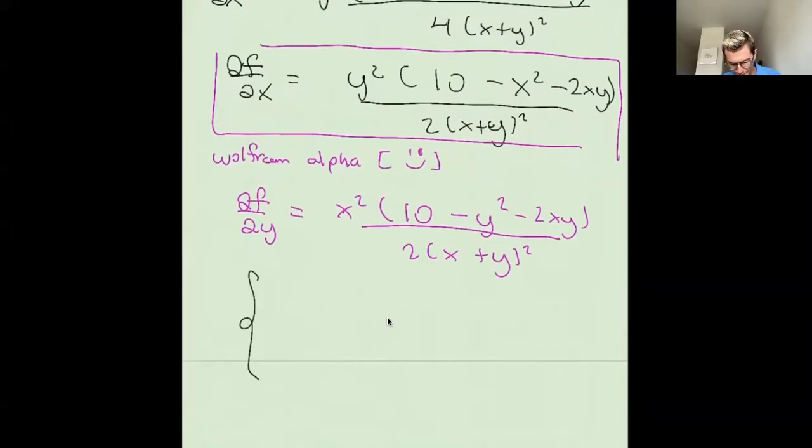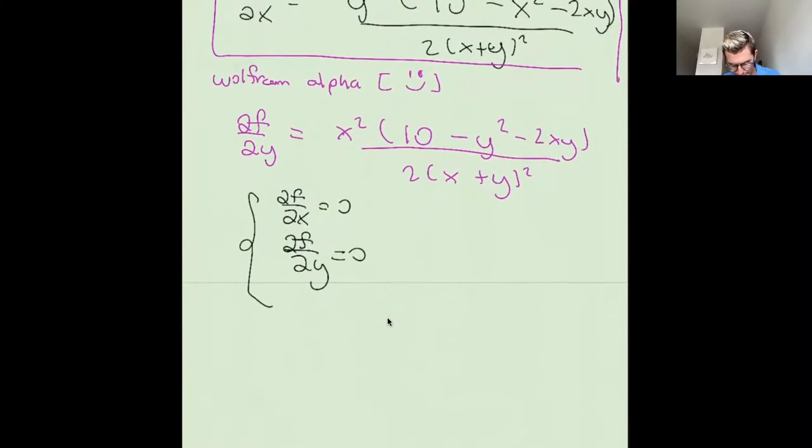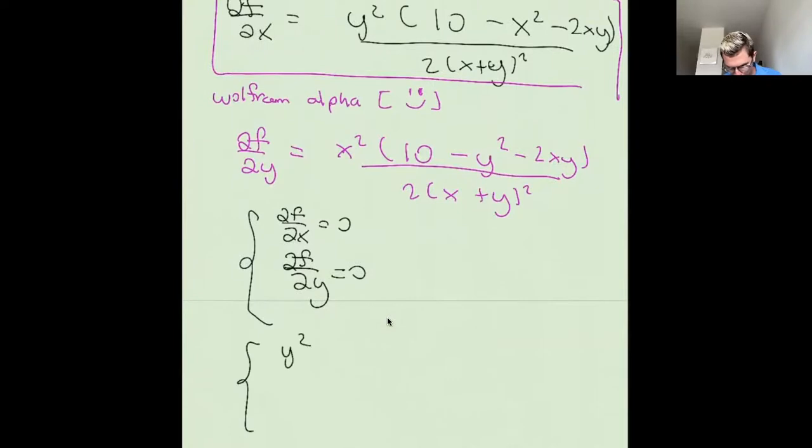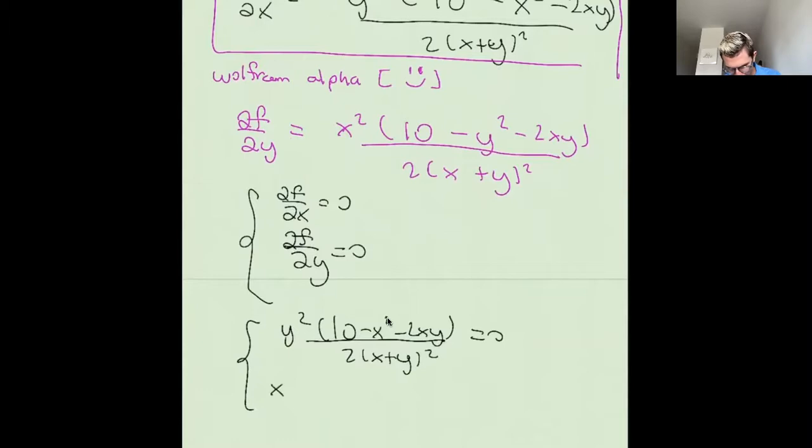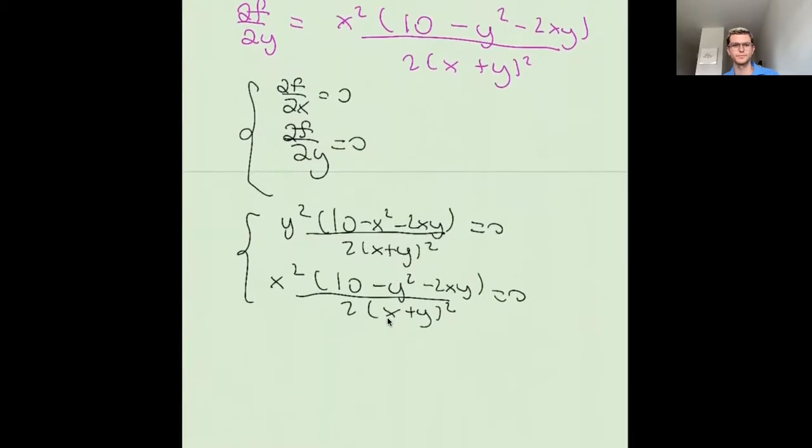And now we set them equal to 0. So we need the partial of f with respect to x to be 0, and the partial of f with respect to y to be 0. And so that means that you want y squared times 10 minus x squared minus 2xy divided over 2x plus y squared to be 0, and x squared times 10 minus y squared minus 2xy divided over 2x plus y squared to be 0. So far, so good. Are there questions about this?